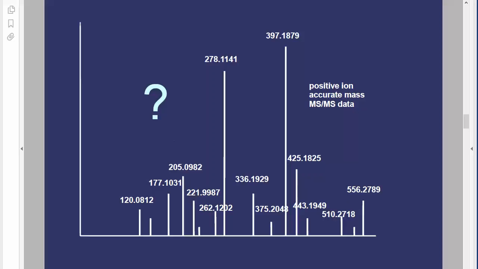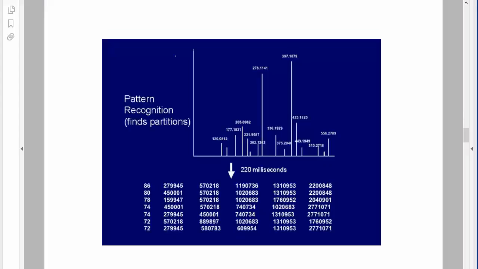Getting back to the unknown spectrum of leucine enkephalin, I deliberately chose a linear molecule to make this easier to visualize. The computer, in this case our Excel add-in, looks for and scores partitions. These are the top scoring 5 subfragment partitions. The scores are in the leftmost column. Let's look at the first row.